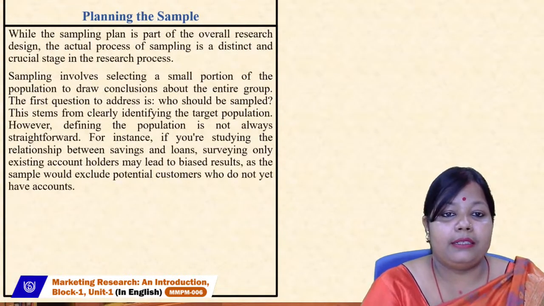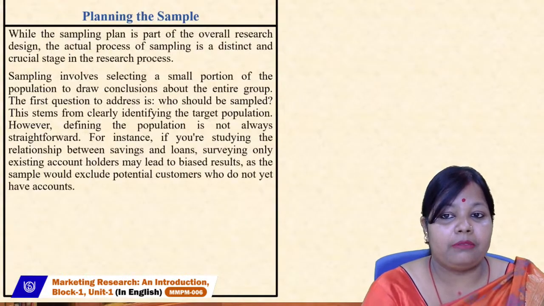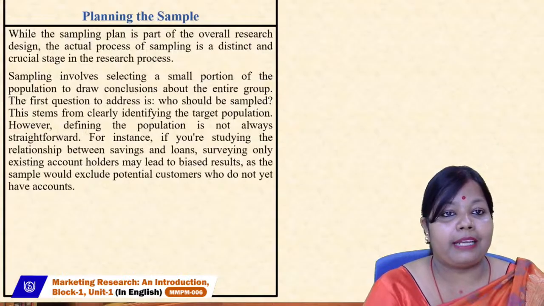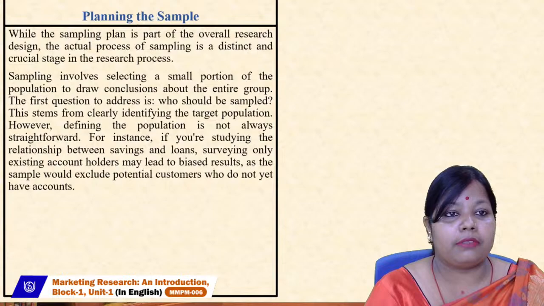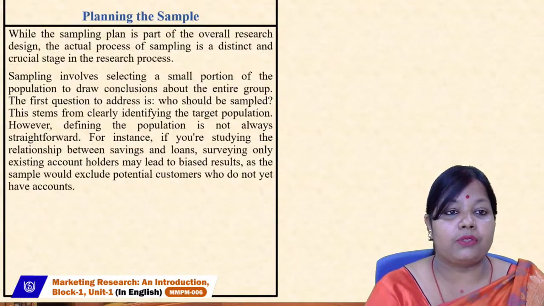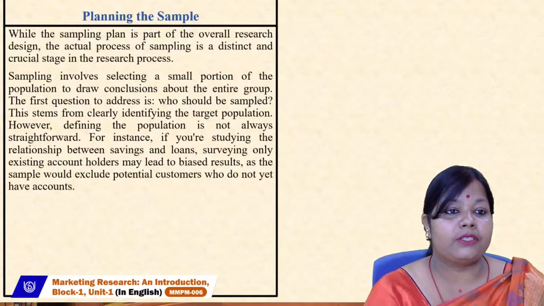As we are selecting a sampling method for collection of data, we must choose the plan for the sampling, which sampling we are going to take. This is covered in the fourth step, that is called planning the sampling. While the sampling plan is a part of the overall research design, the actual process of planning is a distinct and crucial stage in the research process.